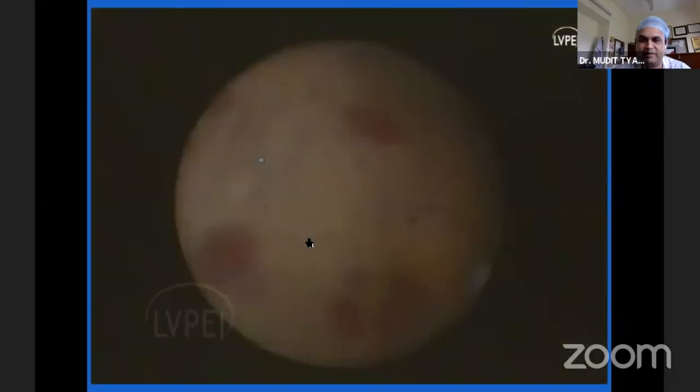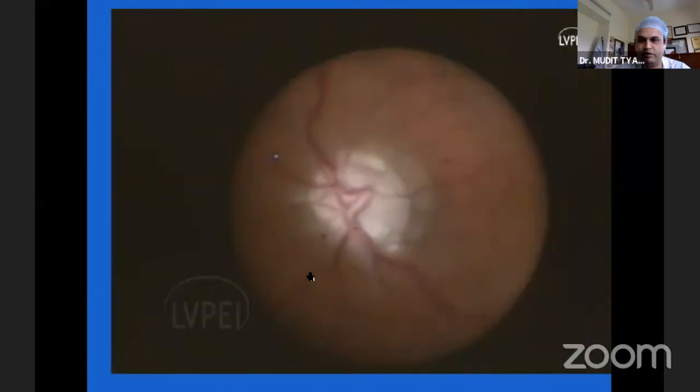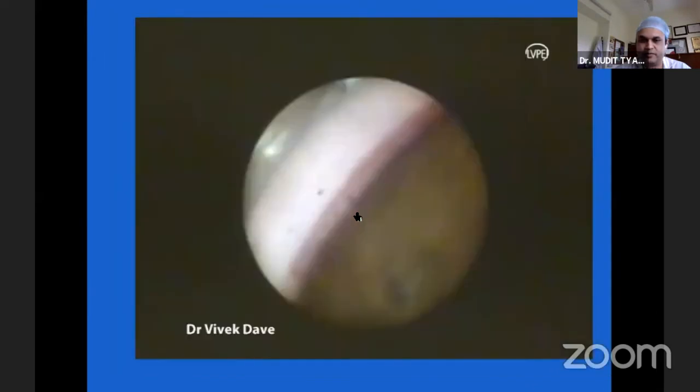This is another patient of ours where we did an endoscopy. You can go inside the eye, visualize the retina as well as the disc status carefully and completely. Another patient where we could go inside and visualize the optic nerve and the status of the retina. So this is a slide which is courtesy one of my colleagues, Dr. Vivek Dave, who also does endoscopies extensively.